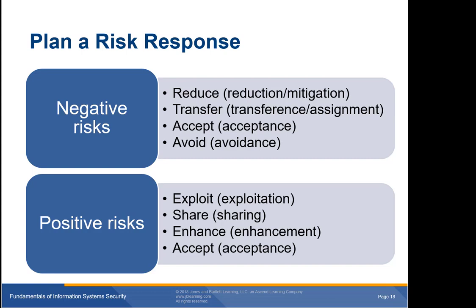Next is accept the risk, or acceptance. This allows an organization to accept risk. The organization knows the risk exists and has decided that the cost of reducing it is higher than the loss would be. This can include self-insuring or using a deductible. The level of risk an organization is willing to accept depends on the risk appetite of senior management.